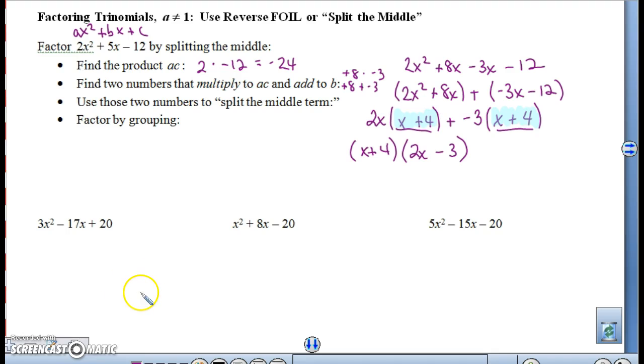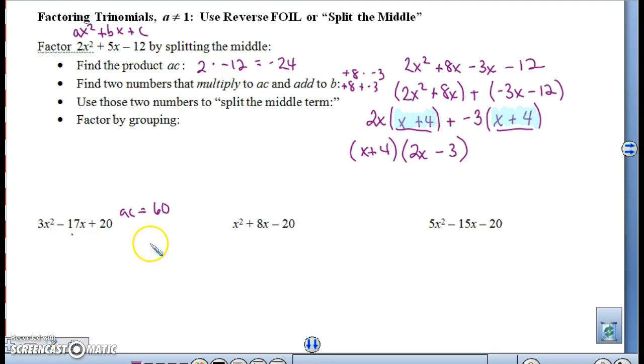Okay, let's try one more to make sure we've got this. 3x squared minus 17x plus 20. All right, our first step is to find the product of a and c. A and c is 3 times 20, which is going to be 60. Now, I need the factors of 60 that will add up to be negative 17.